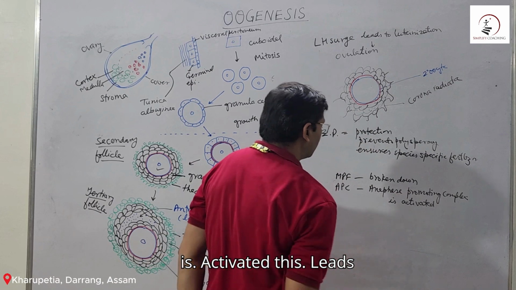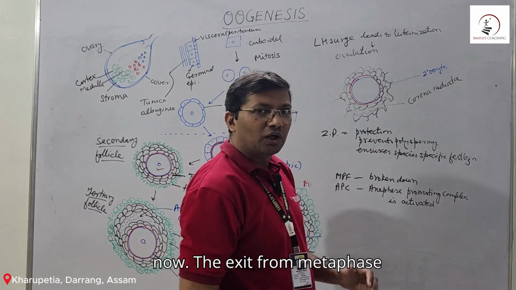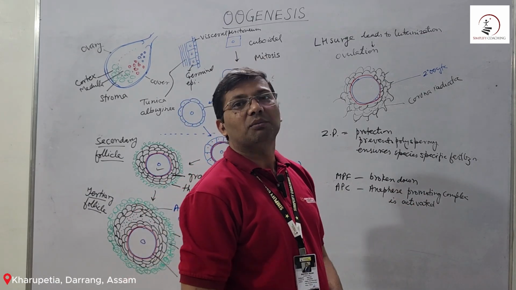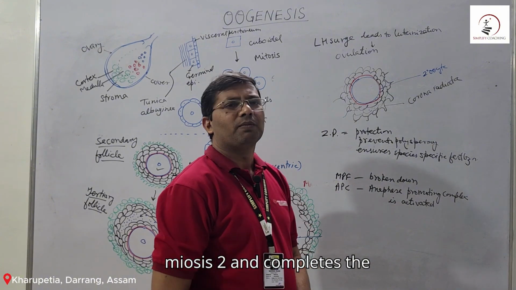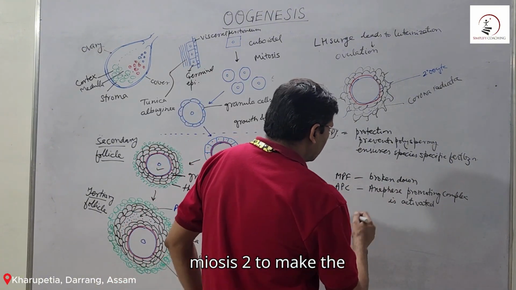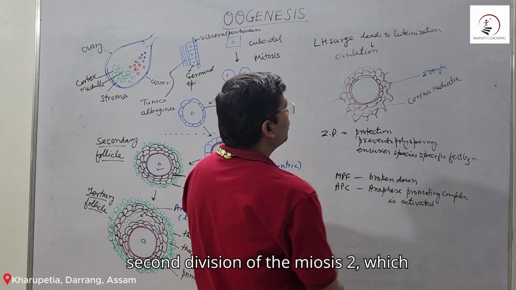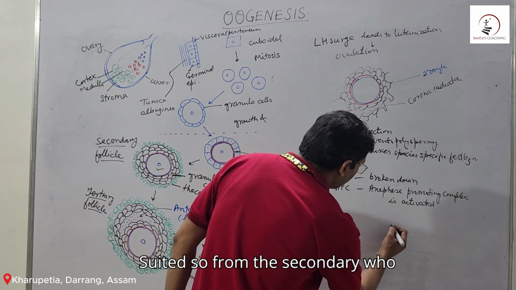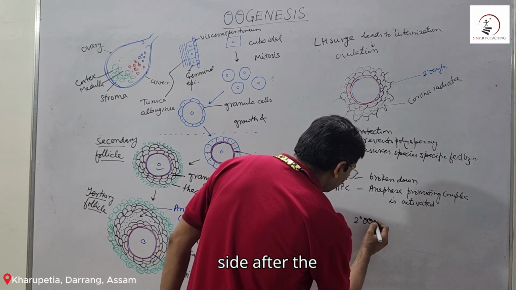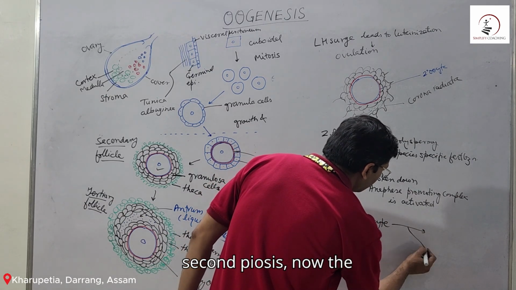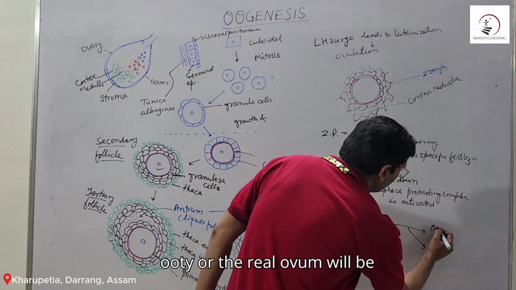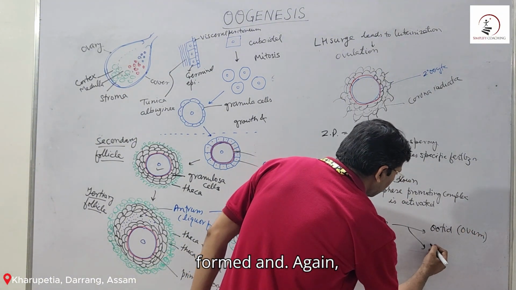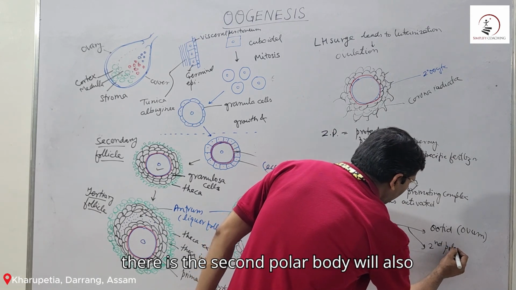It is activated. This leads now the exit from metaphase 2, and it now resumes the meiosis 2 and completes the meiosis 2 to make the second division of the meiosis 2, which now will result into the formation of oocyte. So from the secondary oocyte, after the second meiosis, now the oocyte or the real ovum will be formed, and again the second polar body will also be formed.